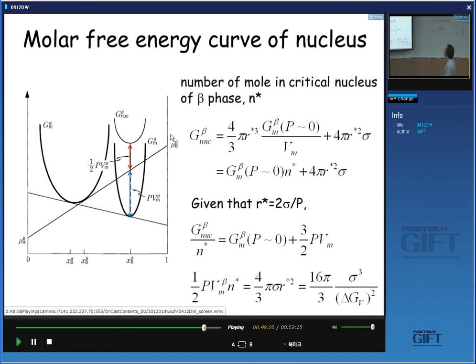Okay? As I explained in the previous slide, this amount, 1.5 PVM, PVM is given by the driving force for the nucleation, right? This value is given by the driving force for the nucleation. Then we can get the additional 0.5 PV.